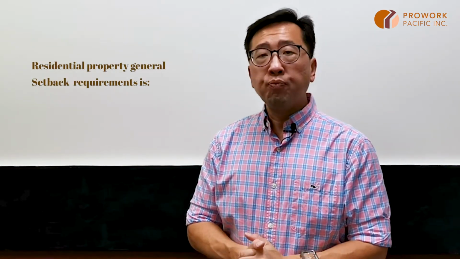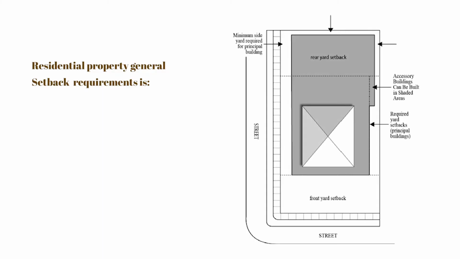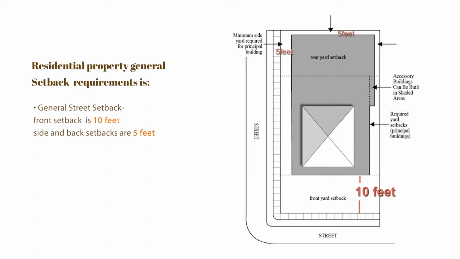Okay, first of all, let's talk about the general requirements. Even in the last video we talked about this: for residential, the street setback is 10 feet, and on the two sides and the back, 5 feet. Last time I said something wrong about the setback, but hopefully this time I say it correctly. From the front, the street setback is 10 feet; the two sides and rear are 5 feet.